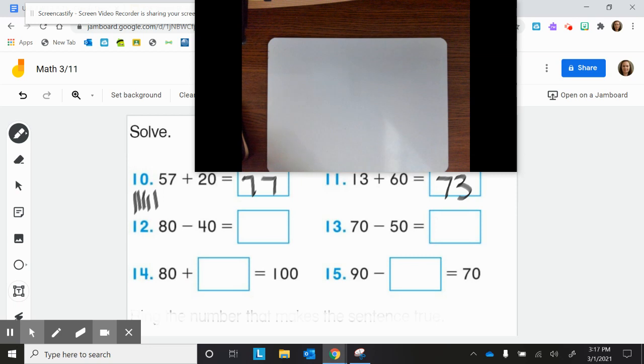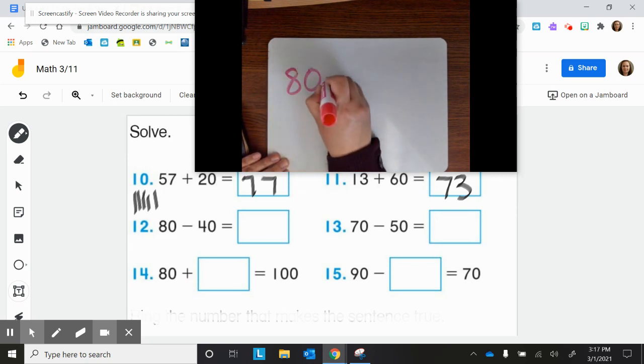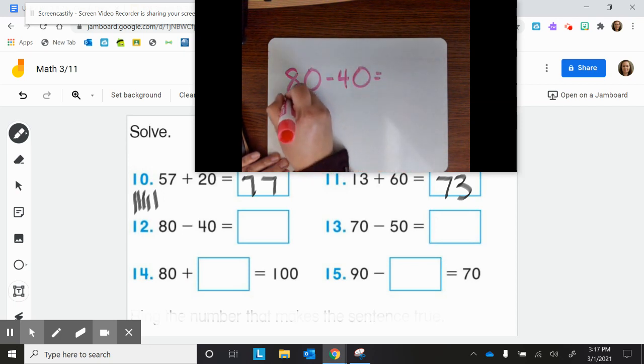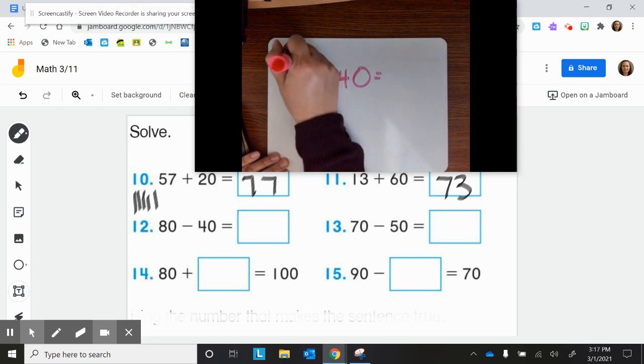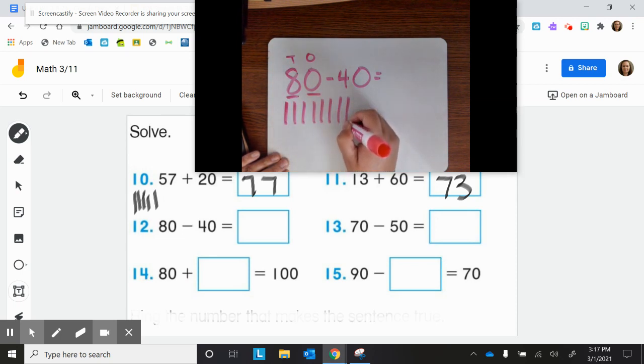Our next one is 80. Now these are subtraction. Now be careful. We're going to take away 40 from 80. Let's draw this 80. So we have 8 tens, 0 ones. 10, 20, 30, 40, 50, 60, 70, 80.